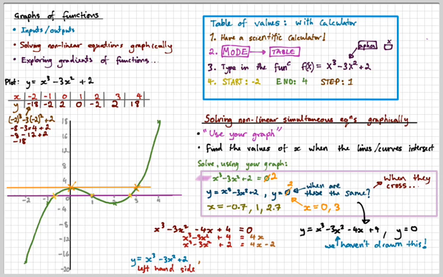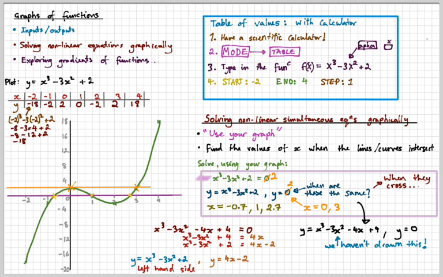So all I've done there is some algebraic manipulation. I've taken the equation they gave us, and I've rearranged it, because I want to use the curve that we've drawn, so I made the left-hand side look like x cubed minus 3x squared plus 2. By rearranging, I get x cubed minus 3x squared plus 2 equals 4x minus 2. Now the left-hand side looks like y equals x cubed minus 3x squared plus 2, and the right-hand side is y equals 4x minus 2.